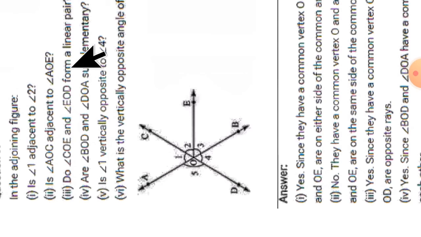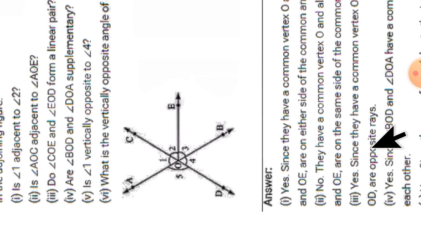Do COE and EOD form a linear pair? Let us see COE and EOD. Again O is the common vertex and OE is the common arm, and OC and OD are opposite rays facing in opposite directions. So yes, since they have a common vertex O and a common arm OE, and their non-common arms OC and OD are opposite rays, they form a linear pair.